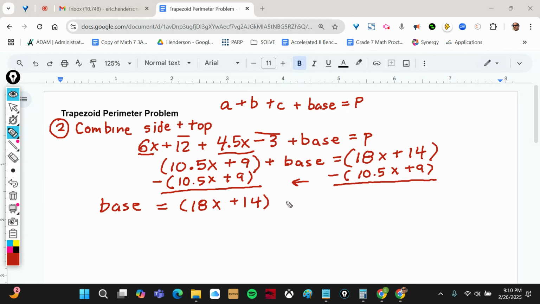Okay, minus 10.5x plus 9. Okay, let's pause here so y'all can get your mind right. That's a lot of writing. Let this process for a moment. So go ahead and write that and look at it and see if you can digest it. Let your brain marinate on this for a moment.